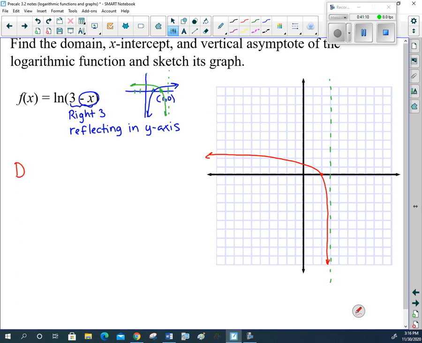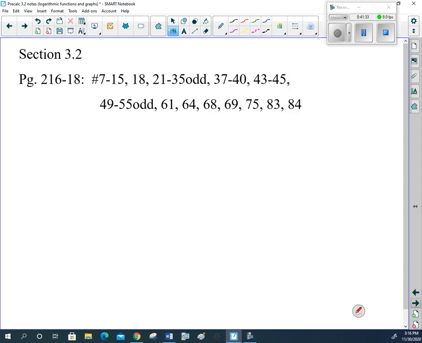Okay, so find the domain. So our domain is from negative infinity to 3. That was our asymptote. The x-intercept, we could count that one out, is 2, 0. And the vertical asymptote is at x equals 3. Okay, we're done.